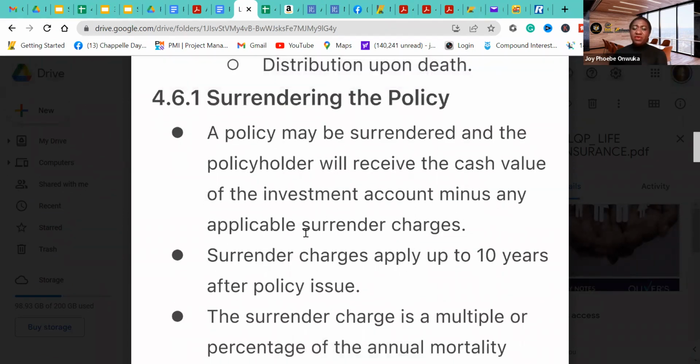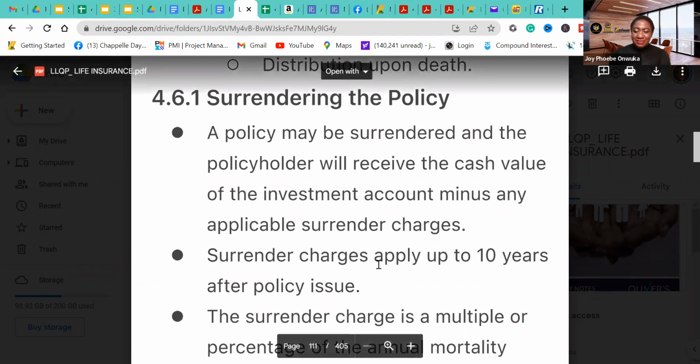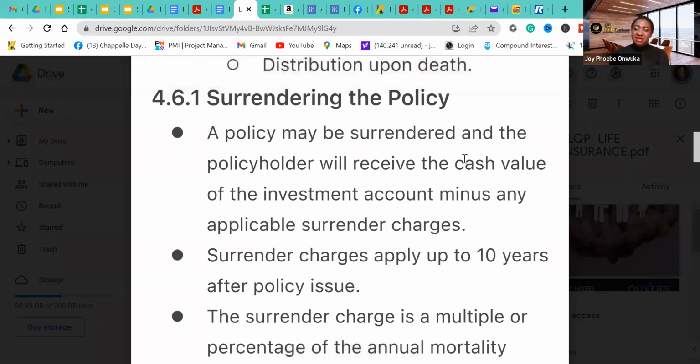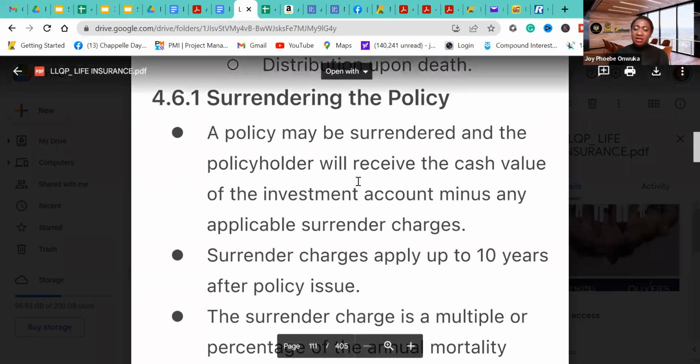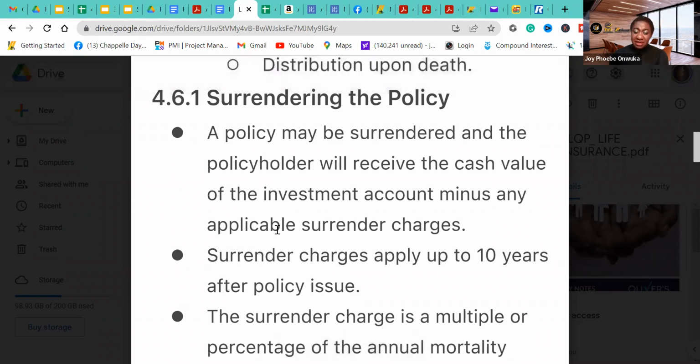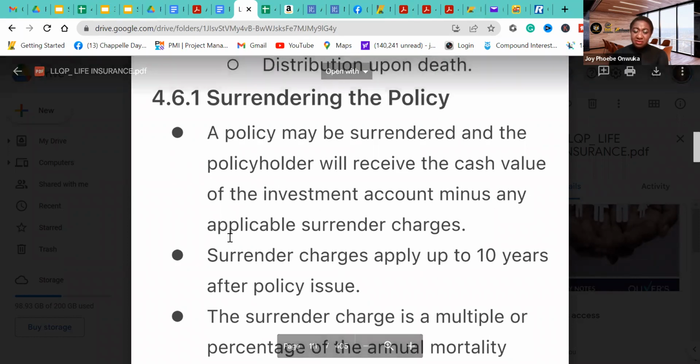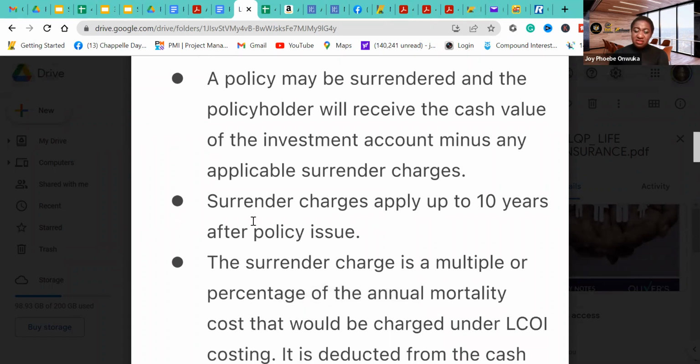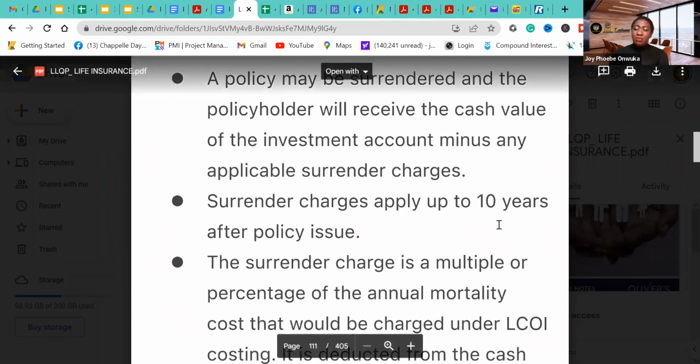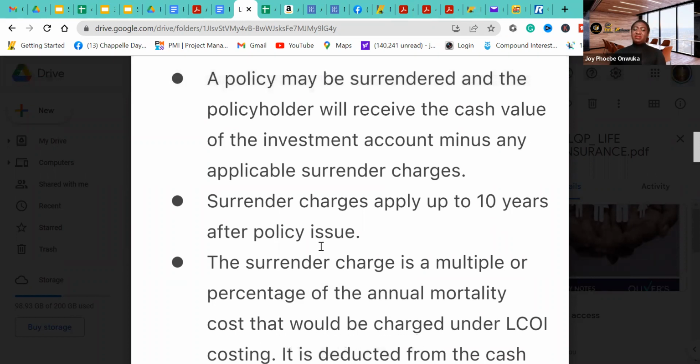Now, surrendering the policy. Okay, what does that mean to surrender a policy? A policy may be surrendered and the policyholder will receive the cash value of the investment account minus any applicable surrender charges. Surrender charges apply up to 10 years after policy is issued.